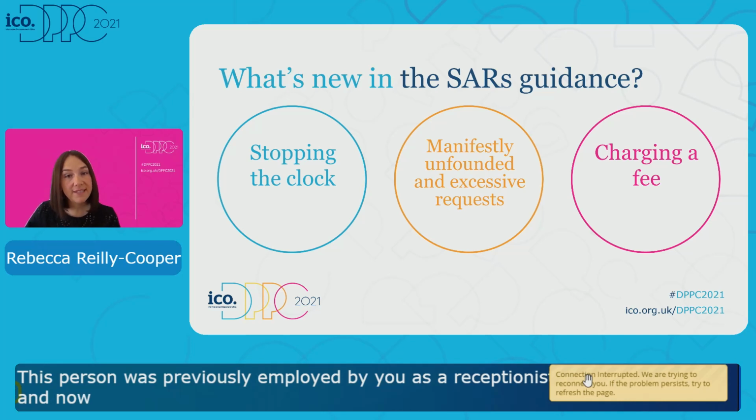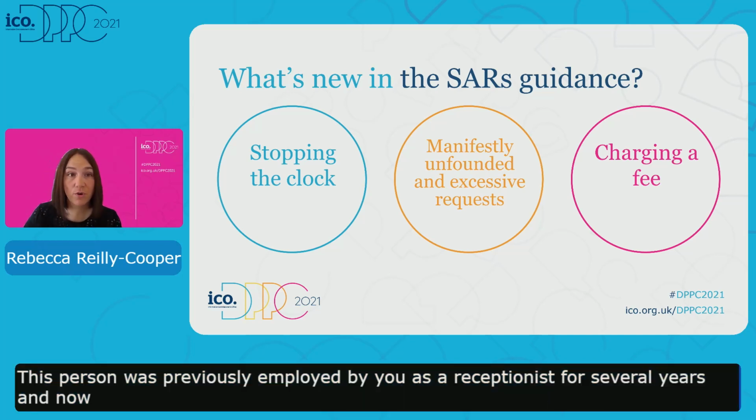You should explain to them that while they are entitled to request all the information held about them, the practice is only required to conduct a reasonable search of their records, and this might mean that they only receive some of the information held about them. It's important to explain to them that by clarifying their request, you will be able to focus your searches on locating the specific information they want.